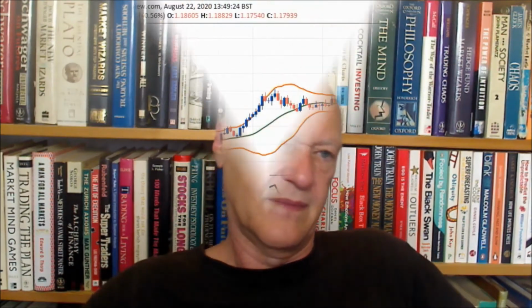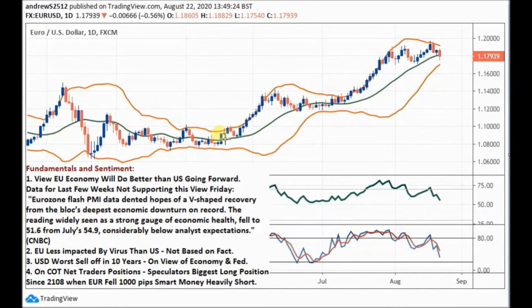Now, in terms of the setups, the one we will do first is the euro against the USD. Right, on the chart of euro USD, since we bottomed out at 1.08, we've gone over a 1,000 pip rally, and now we think we are going to have a breakdown. We think upside is certainly limited, and the breakdown is very close. I'll do the technicals in a moment, but first of all, we need to look at the fundamentals and sentiment behind the chart.